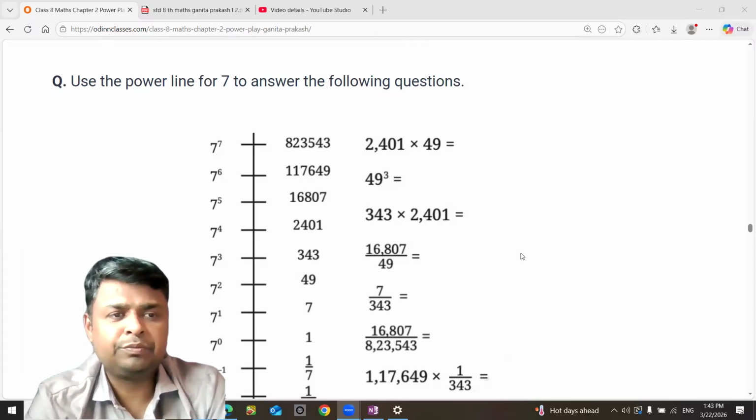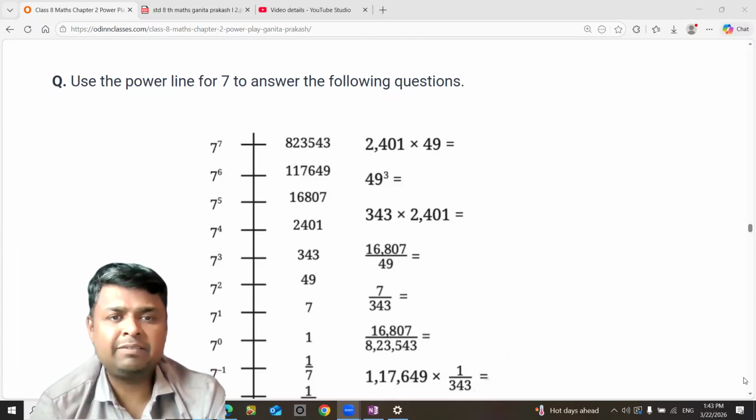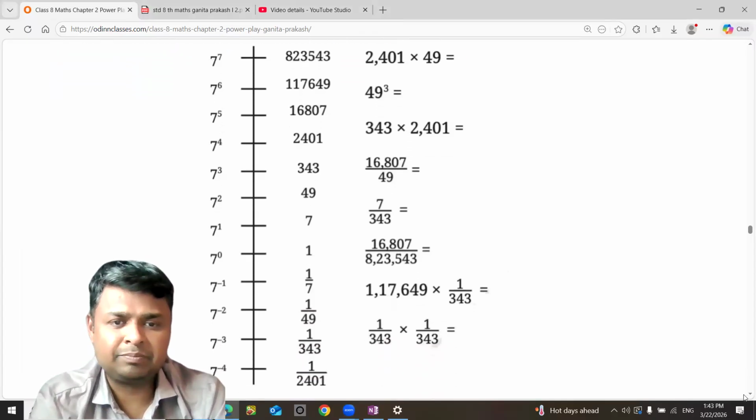Now let us continue from where we stopped last time. Use the power line for 7 to answer the following questions. Here 7 raised to 1 is 7. 7 square is 49. 7 cube is 343.